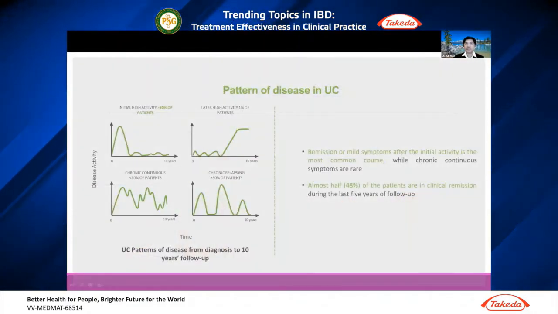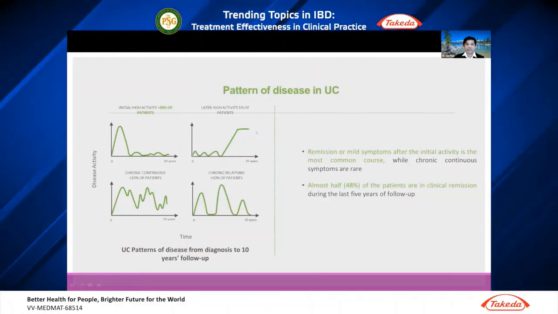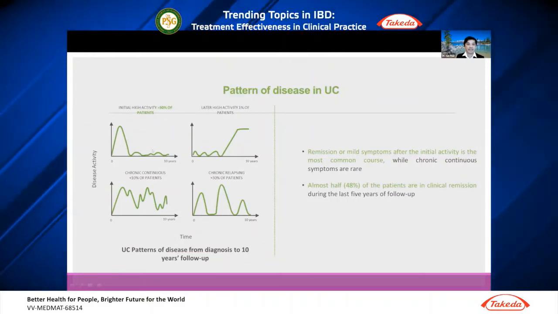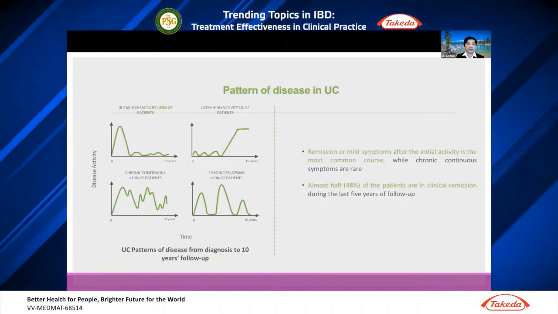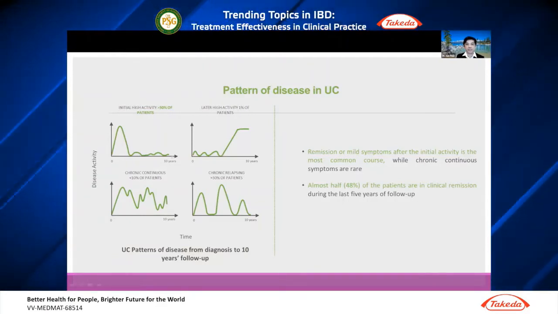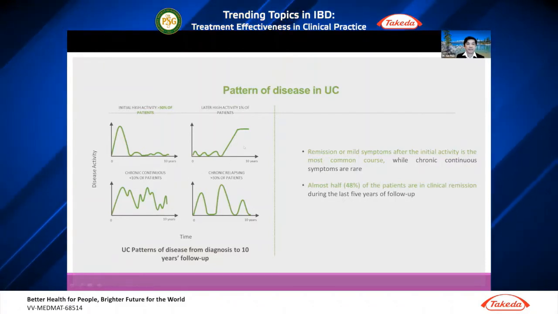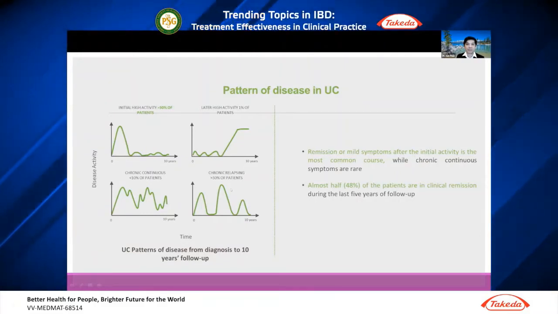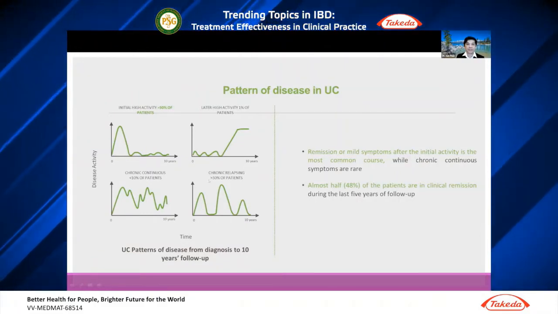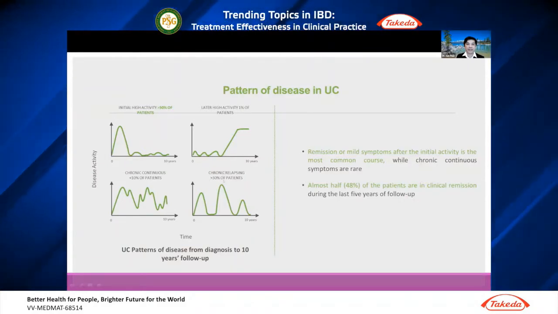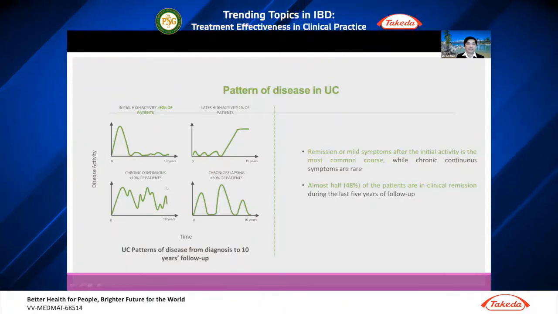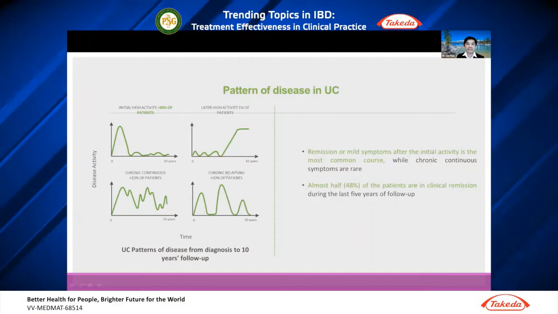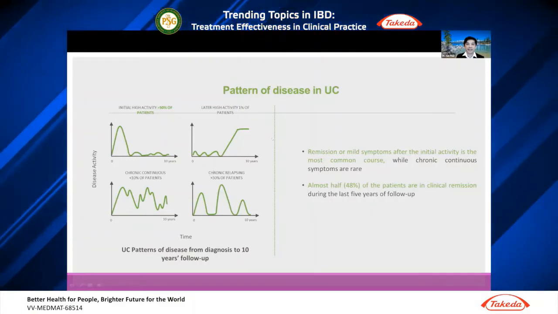So these are the different patterns of disease that we can find in our patients. The most common is actually this one. There is initial high activity, followed by either a remission or mild symptoms. The next would be the chronic relapsing course, which is found in around 30% of patients. So you will have flares followed by remission, and then flares and remission. The chronic continuous symptoms are usually found in less than 10% of the patients. And the rarest type is having a later high activity at the end of the disease.